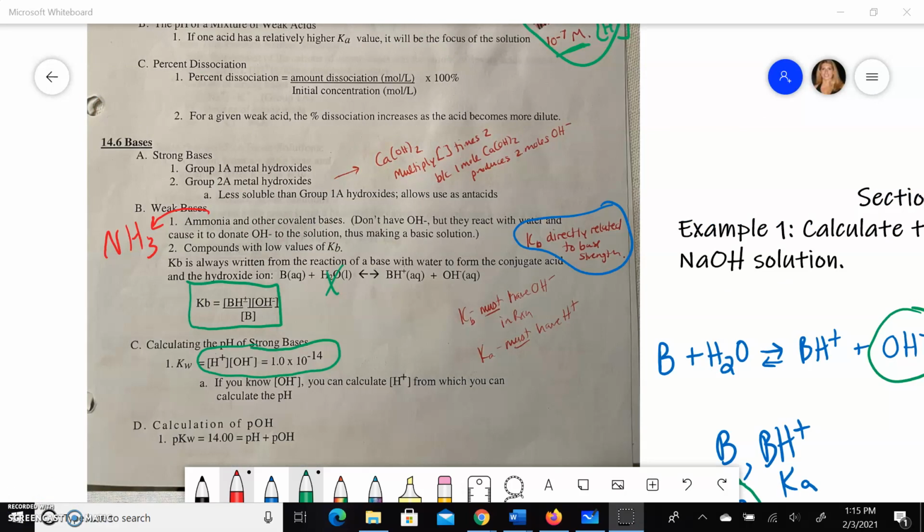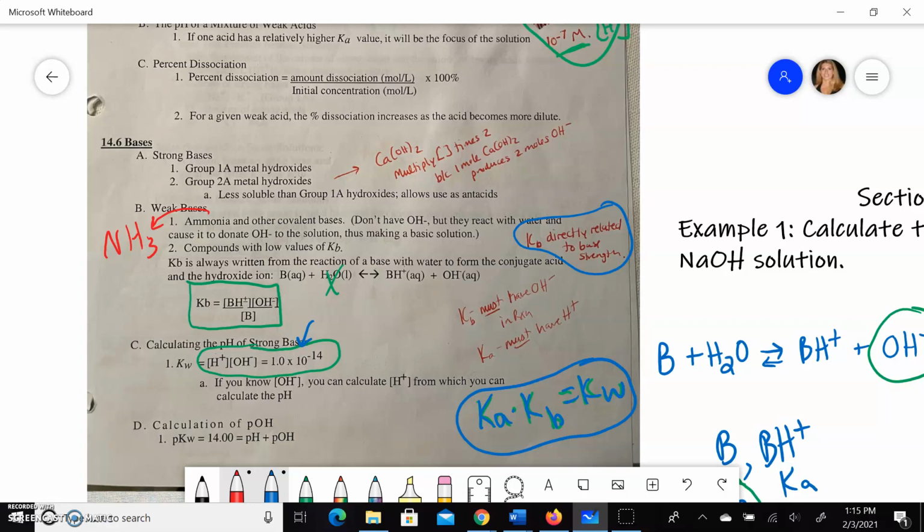And actually, let's just go ahead and write out, I think it's in your notes later, but Ka times Kb is equal to Kw. So if you ever have one of the K's and you need the other one, you just plug it right into here. And remember, Kw is right here, 1 times 10 to the negative 14th.